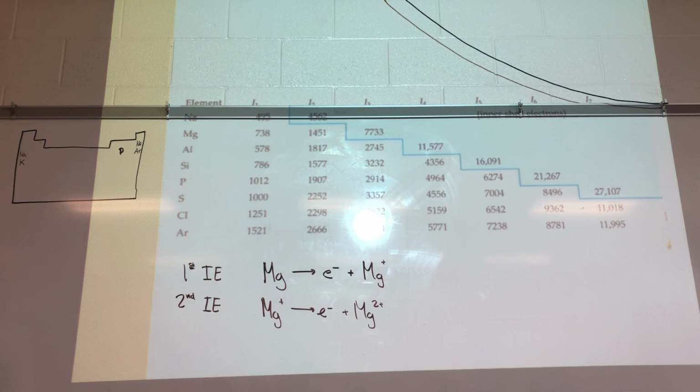Yeah? So for potassium, the first ionization energy would be easier than argon. Would the second one be harder? Yeah, so it gets really interesting when you start comparing second to first. So let's build off Zach's question.